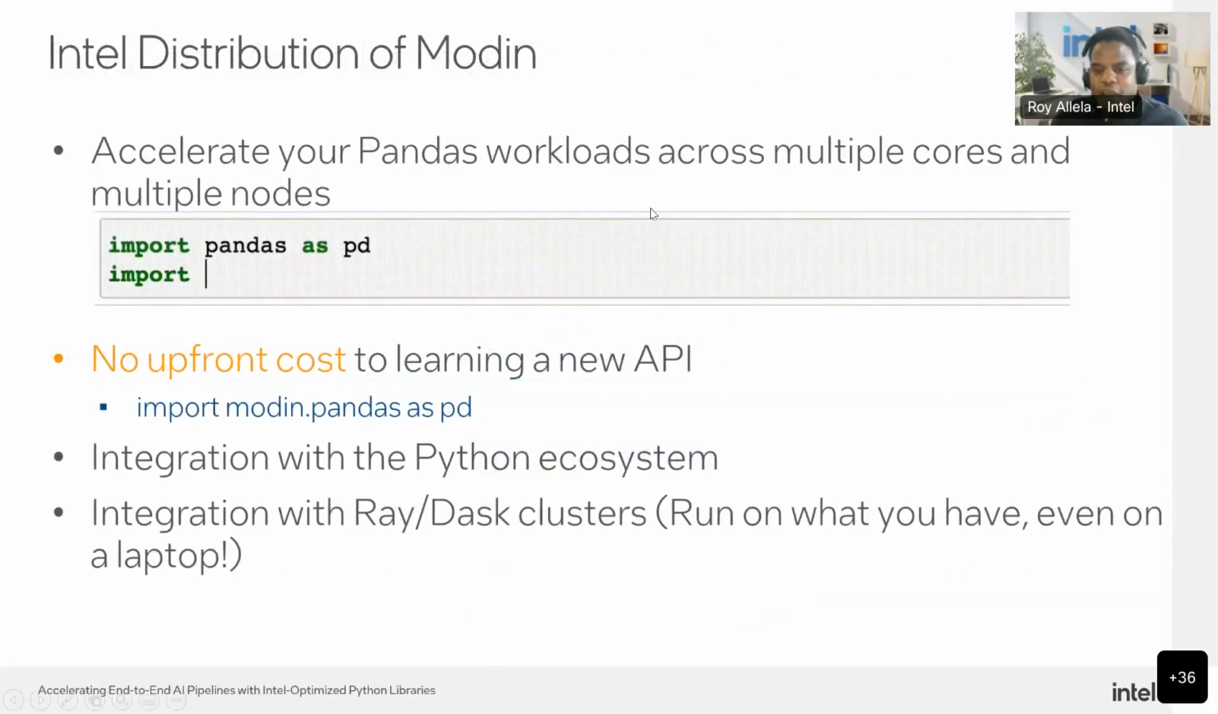So how does it look in terms of embedding this into your application? Basically, to recap, it enables you to accelerate your Pandas workloads across multiple cores and multiple nodes. And all you need to do is import modin.pandas as pd. This is the single line of import that you need in order to leverage Modin optimizations in your Pandas workflow. And like I mentioned, there's no upfront cost to learning a new API.